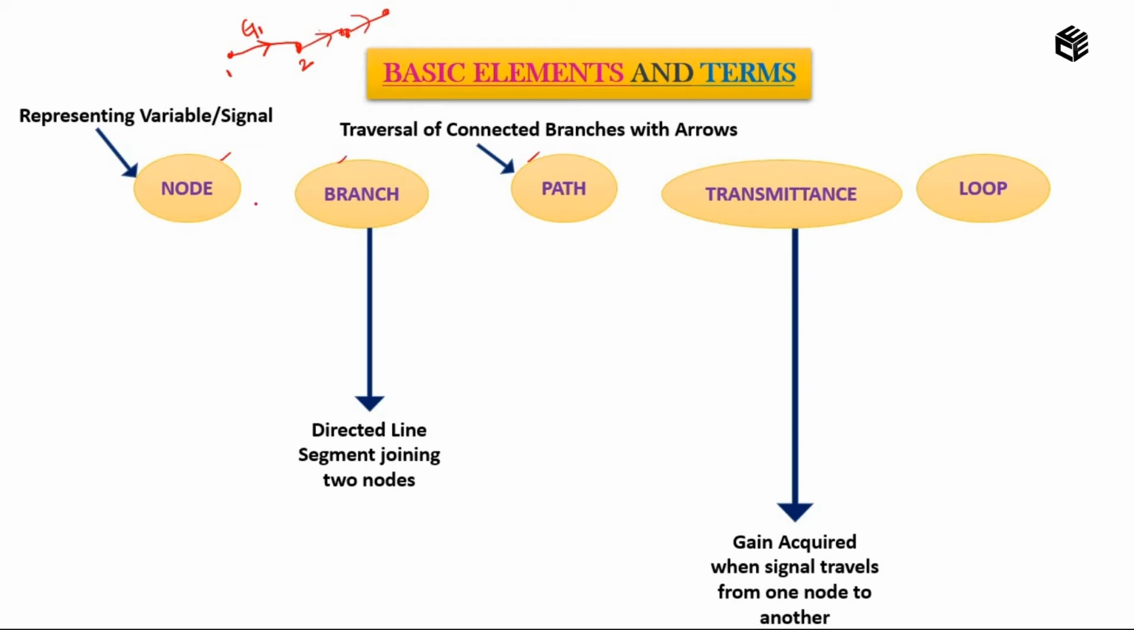Okay. Next is the loop. Loop in the sense, if I am considering 1 as the node, I am traveling to node 2 and again I will come back to node 1. So this forms a closed path. So a closed path is called as the loop.